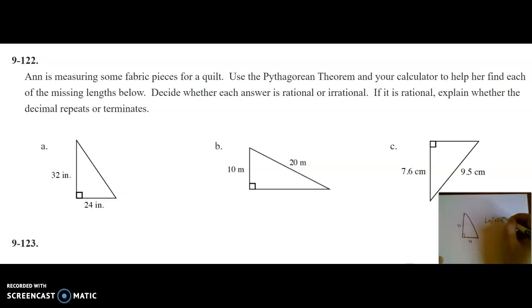So what you should have done is taken leg squared plus leg squared and set it equal to the hypotenuse squared, and then took our leg lengths and squared them. So if I take my calculator, I'm doing 32 as one of my legs and squaring it. And 32 times 32 is 1024. Then I take the other leg, 24, and I'm going to square that. So 24 times 24 is 576.